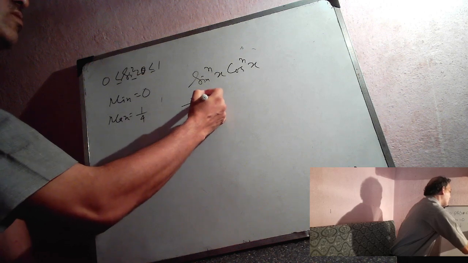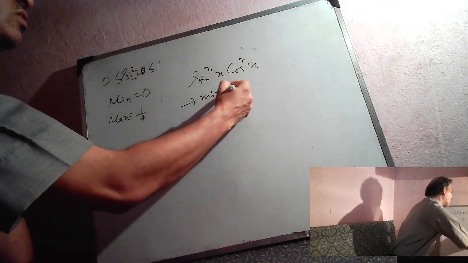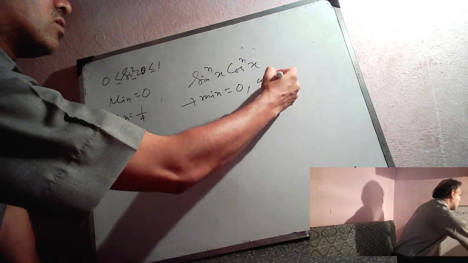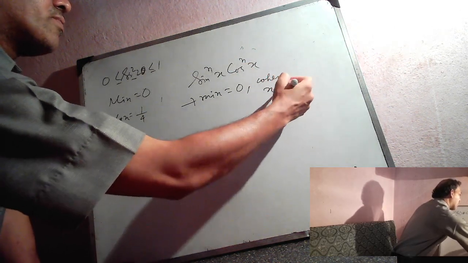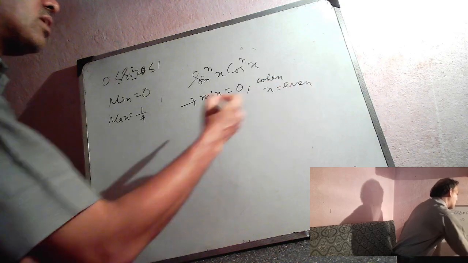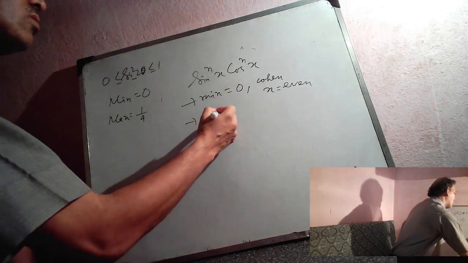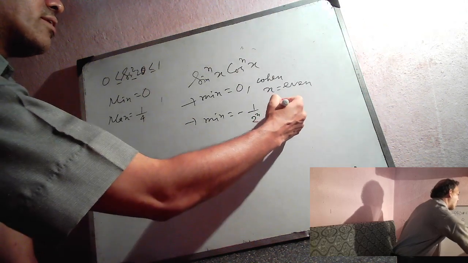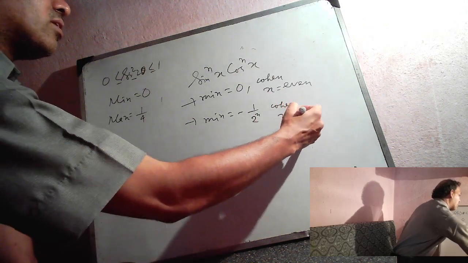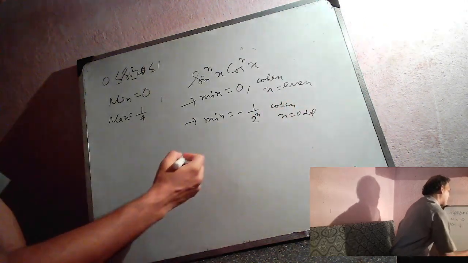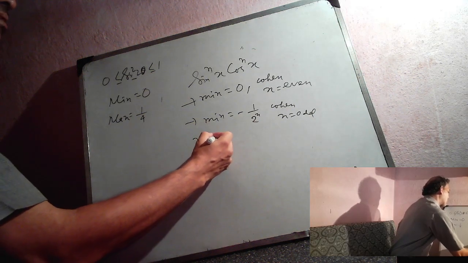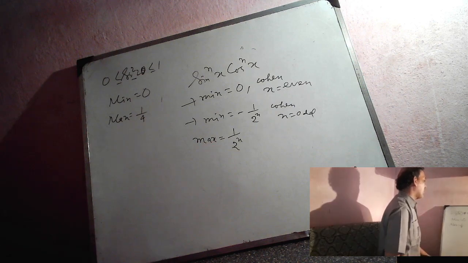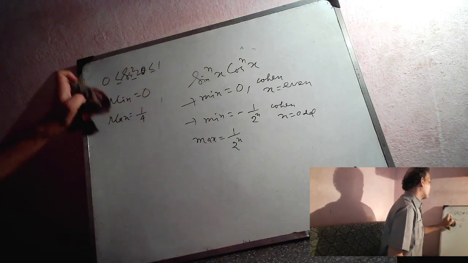Minimum value 0 when n is even, and minimum value minus 1 by 2^n when n is odd, and for both cases maximum value 1 by 2 power n. Very, very important formula.